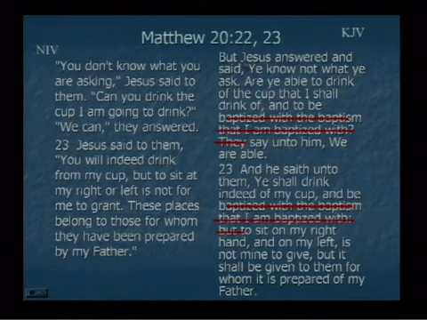What does the King James say? Jesus answered and said, you know not what you ask. Are you able to drink of the cup that I shall drink of, and to be baptized with the baptism that I am baptized with? Can you be baptized with the baptism that I am to be baptized with? Can you go through the same? Can you go through suffering for my sake?